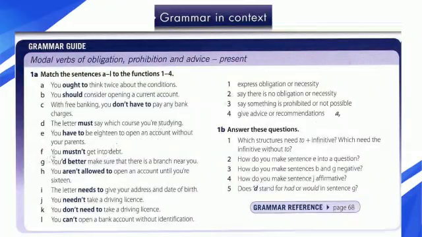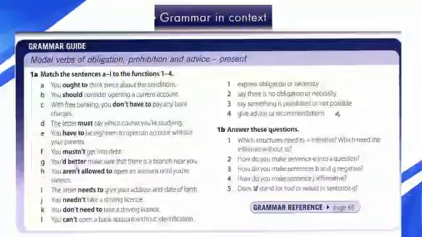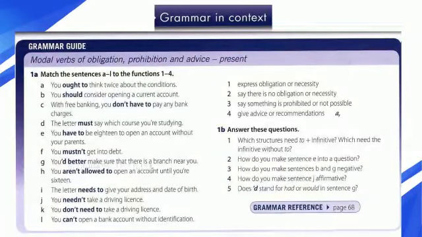Let's go to F now. You mustn't get into debt. Mustn't, which is F, goes with 3, say something is prohibited or not possible. Then G, you'd better make sure that there is a branch near you. G with 4, which gives advice or recommendations. Then we have H, you aren't allowed to open an account until you are 16. So which is with number 3, say something is prohibited or not possible, because you are not allowed.